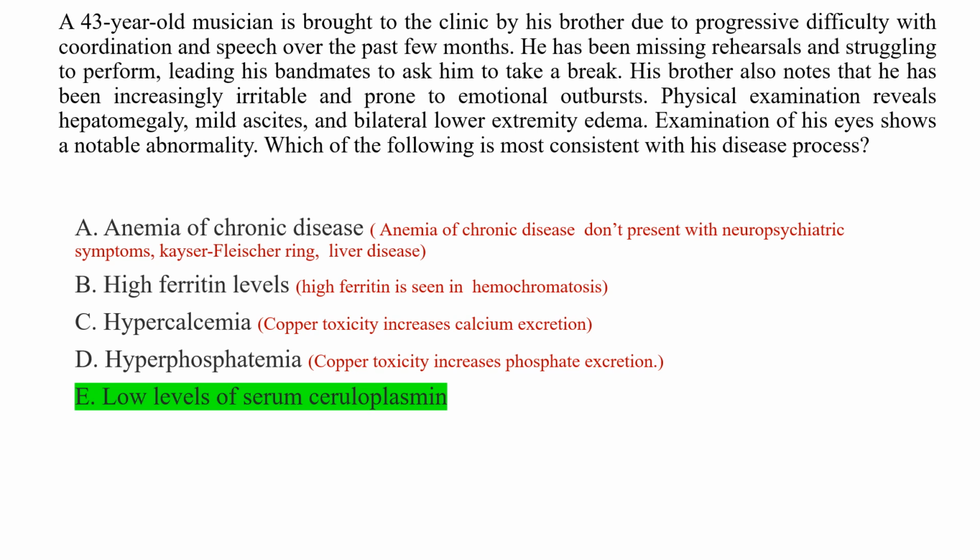for Wilson disease. Option B, high ferritin level, is also incorrect because high ferritin levels are typically associated with conditions like hemochromatosis and not Wilson disease. In hemochromatosis, there are some similarities with Wilson disease, such as liver involvement, but it does not present with the Kayser-Fleischer ring. Options C and D are incorrect because copper toxicity actually increases calcium and phosphate excretion.